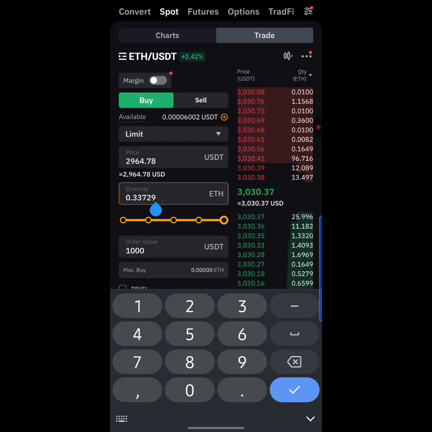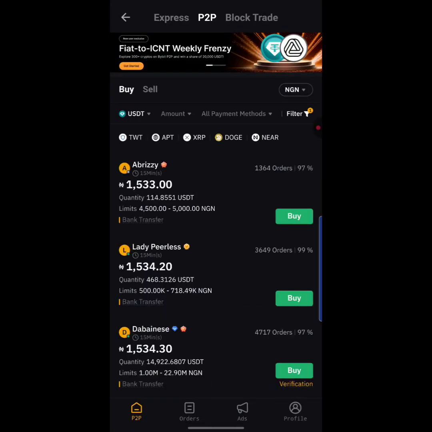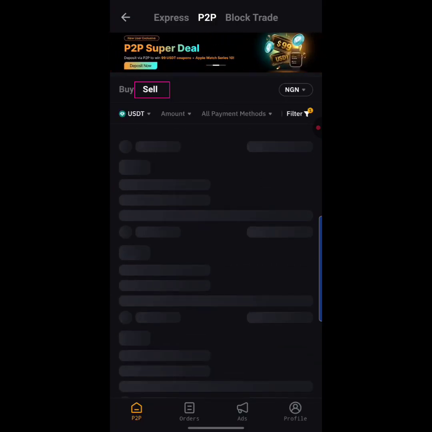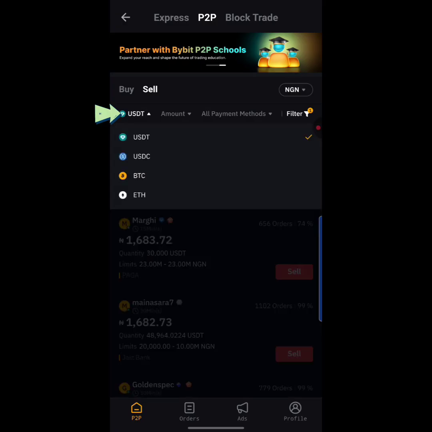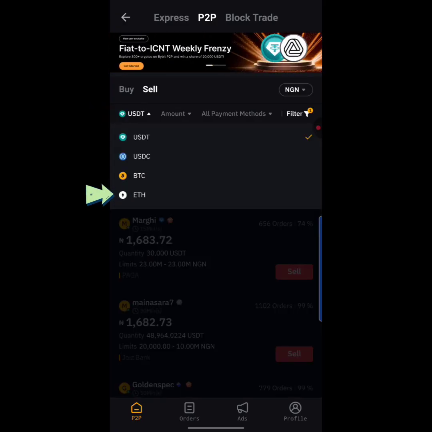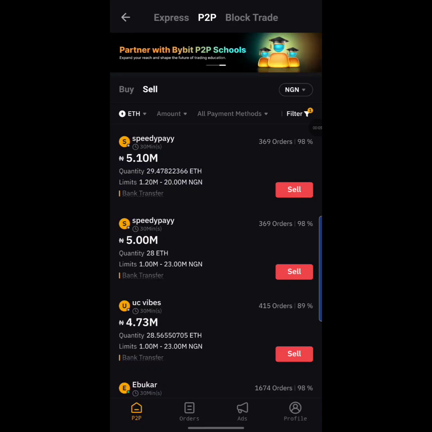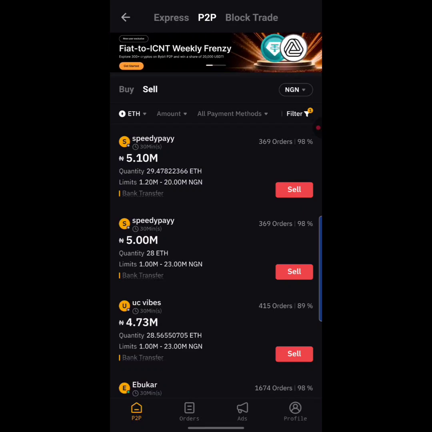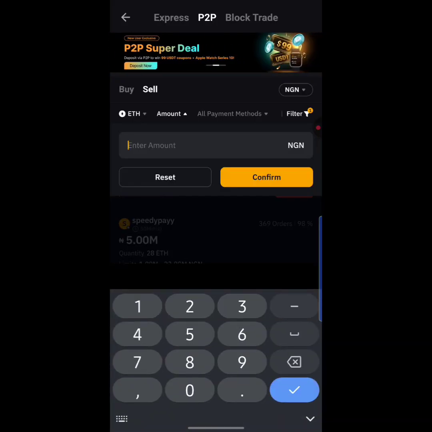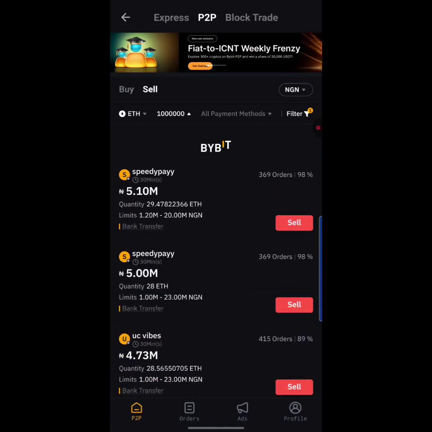Okay, let's go. Here we are back on my dashboard, guys. You just hit on P2P trading here. It's going to load up and then you hit on sell, guys. Then over here that says USDT, you hit on it and select Ethereum. So this is it, guys. Right now, we need to filter the amount and also select the payment method. We're going to hit on amount and type in 1 million. I'm going to hit on confirm.